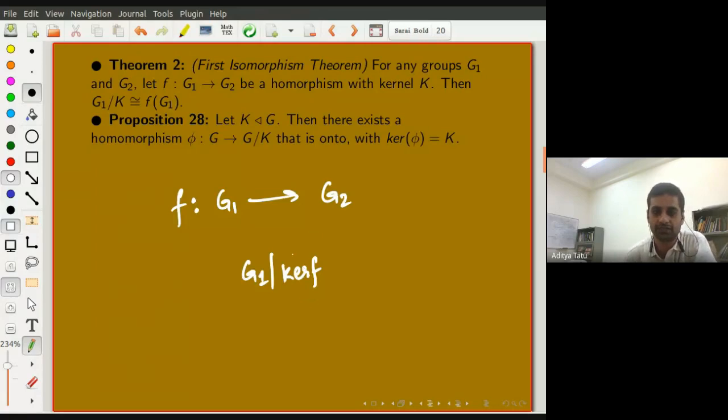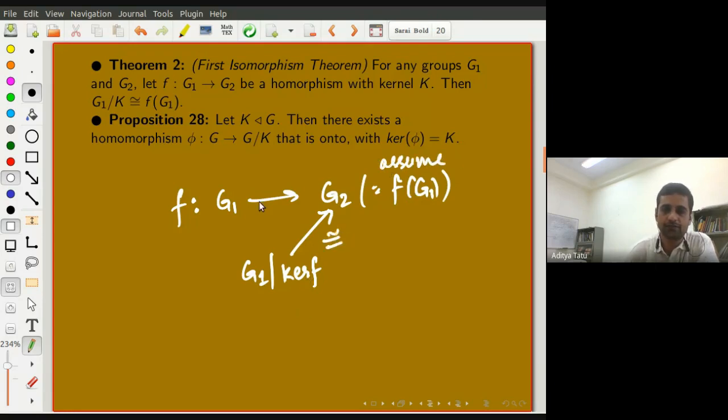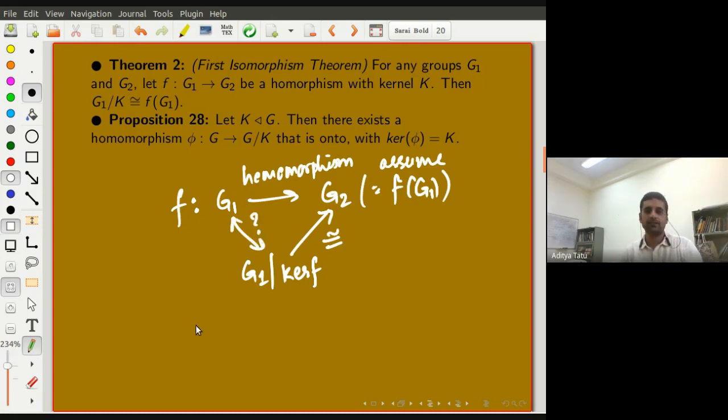And then we showed that this is isomorphic, right? G1 by kernel F is isomorphic with F of G1, which let us assume is equal to G2. Okay, so this is an isomorphism, and this is a homomorphism. What can we say about these two? G1 with the quotient group in G1. What can be the relation?